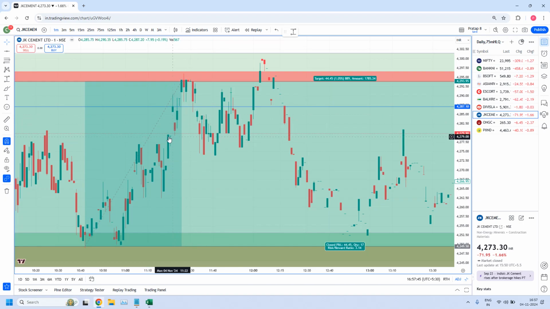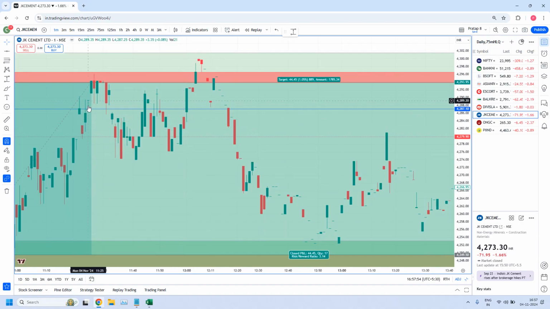Here you can draw a rally base. This also can include part of the base and rally. That way you can plan a trade. And one more, here you have a rally, base, rally. See, this is the one.